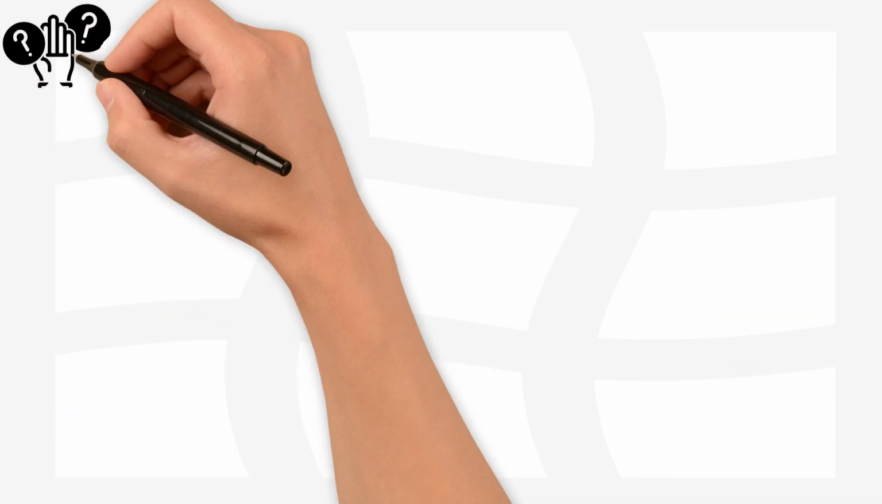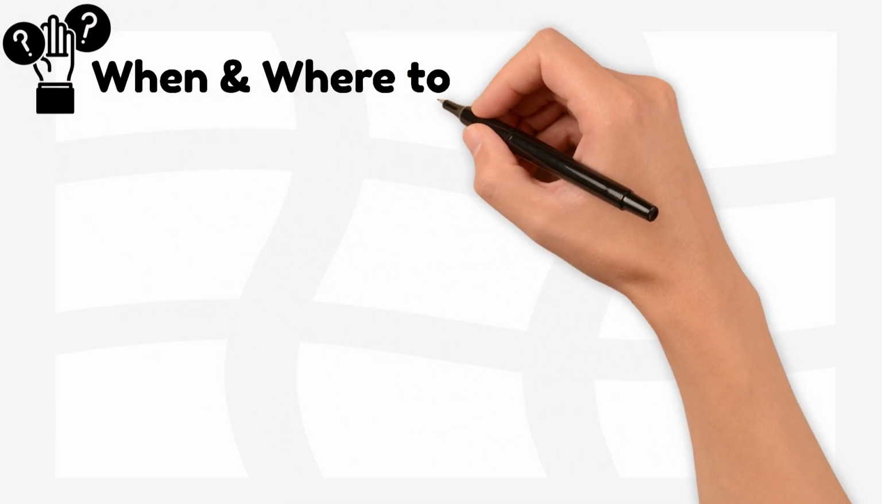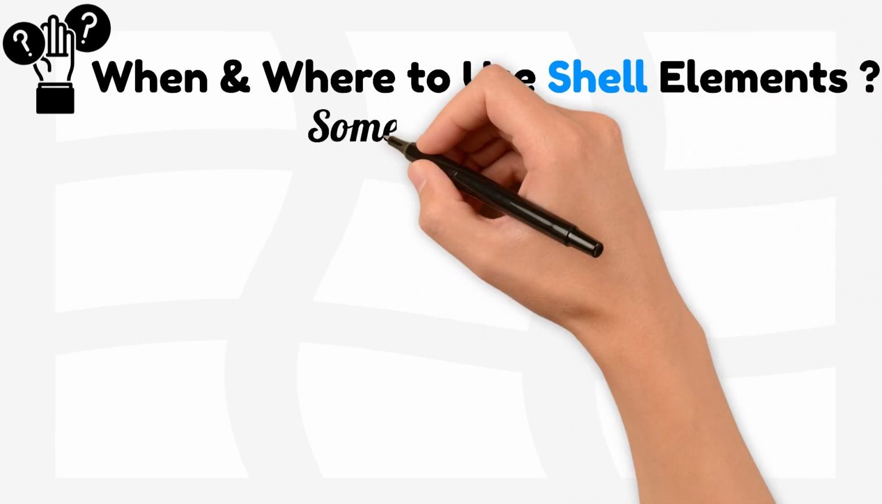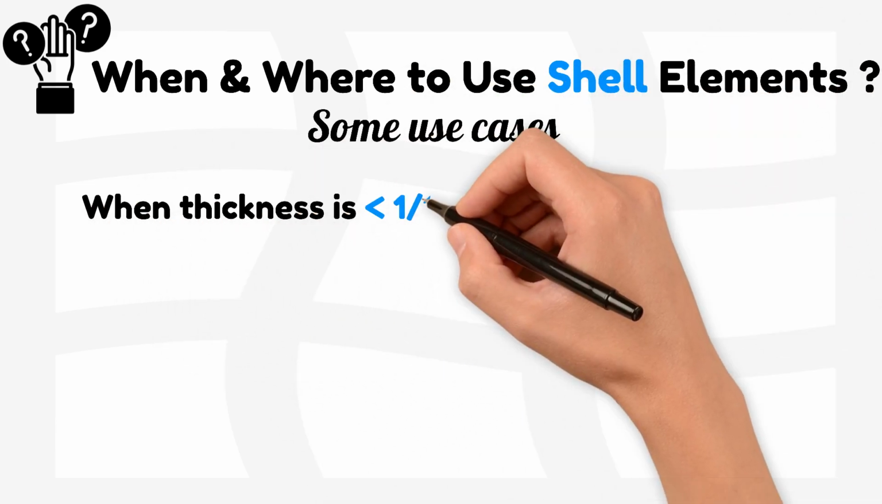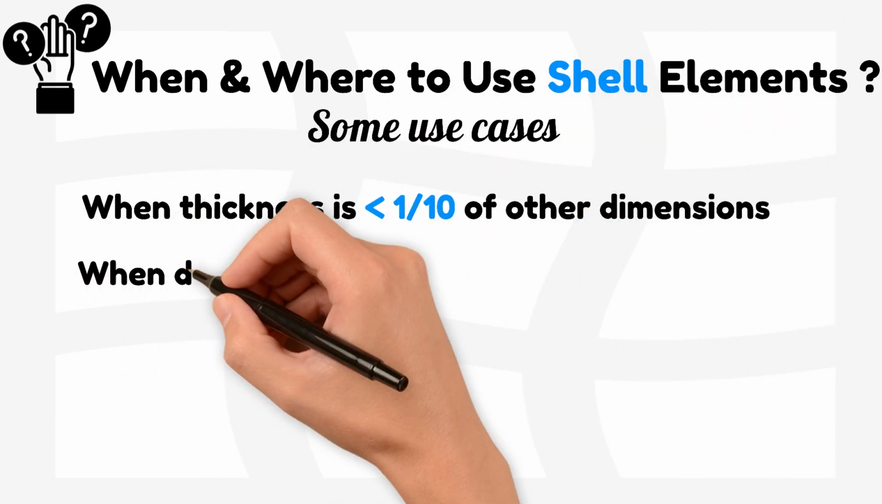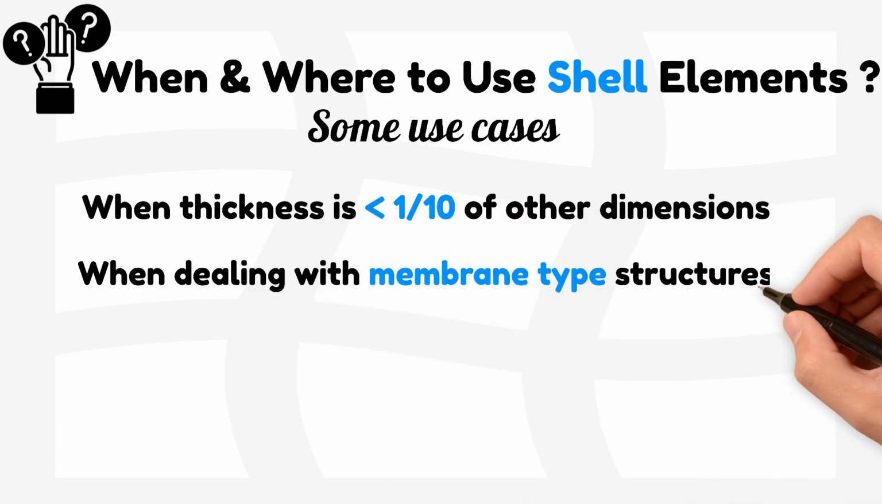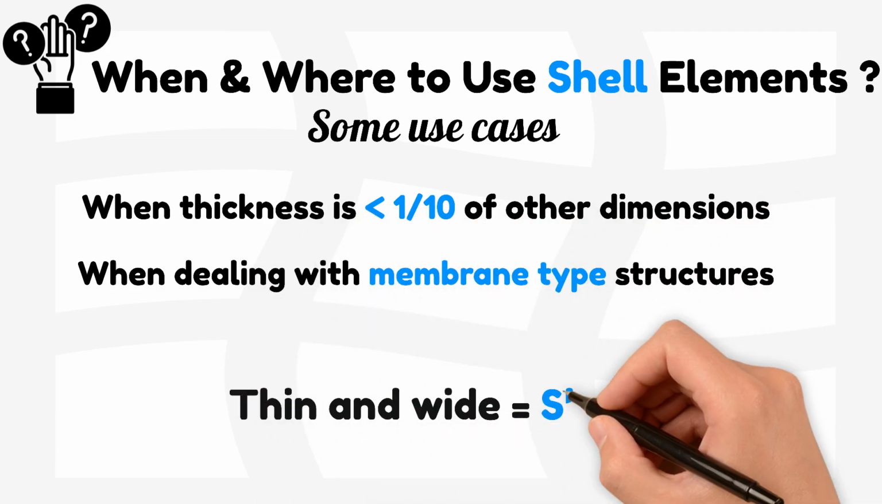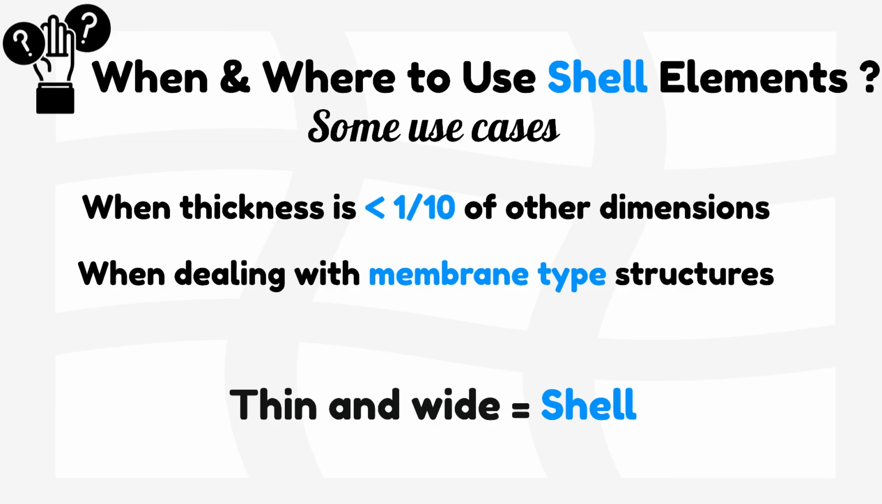Now, when should you use shell elements? Go for shells when the structure is thin and wide, when the thickness is much smaller than the other dimensions, usually less than 1/10. They are great for membrane type structures like panels, casings, and thin sheets where the thickness doesn't change much. Remember this simple rule: thin and wide means shell elements can be used.